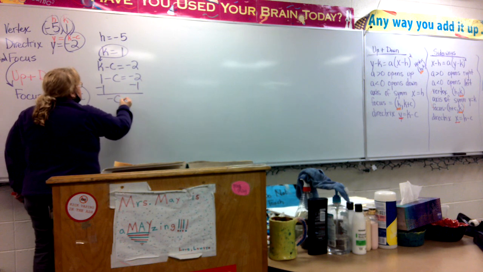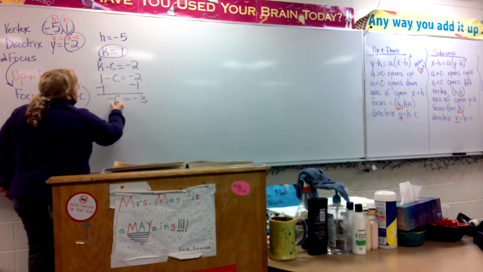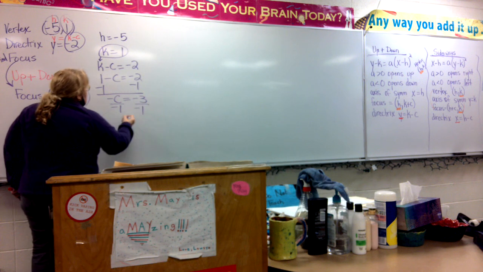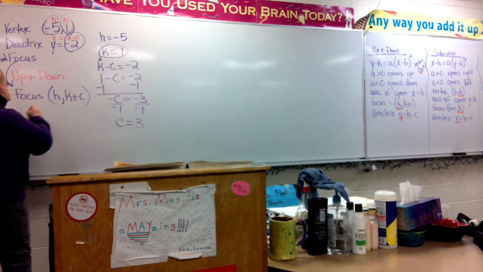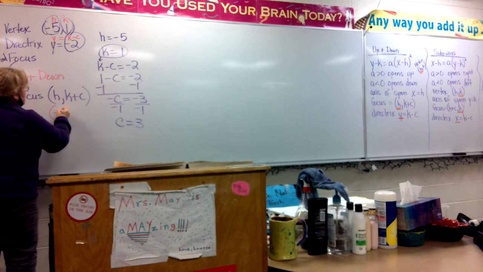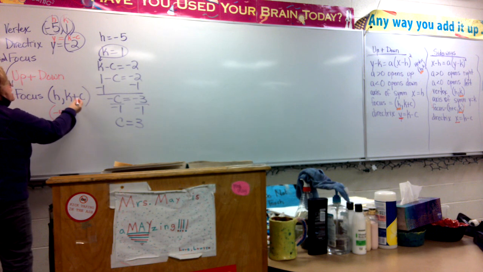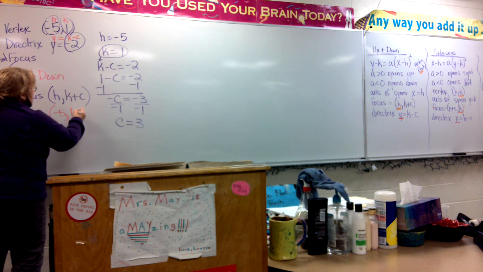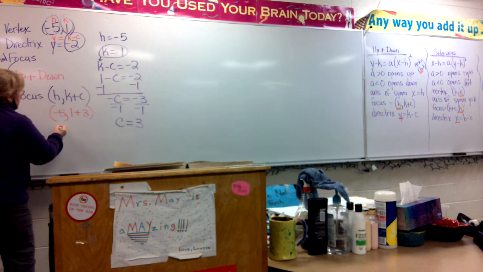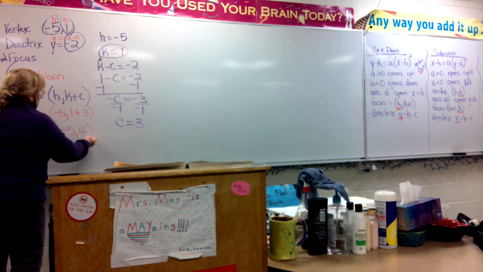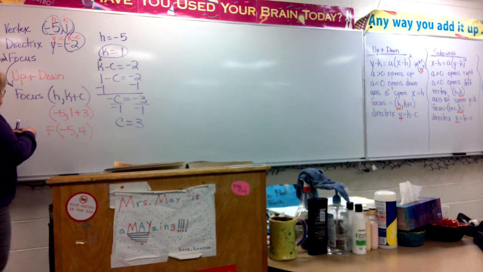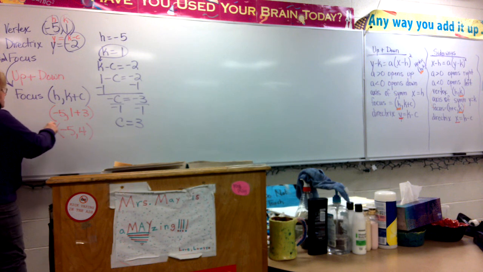Welcome to Wisconsin. I have negative c is negative 3. So what's positive c? So now I think we have everything we need to get the focus. (h, k plus c): h is negative 5, k is 1, c is 3. So what's my focus? Negative 5, 4. Negative 5, 4 is the focus. So that would be your answer then. Does that make sense?